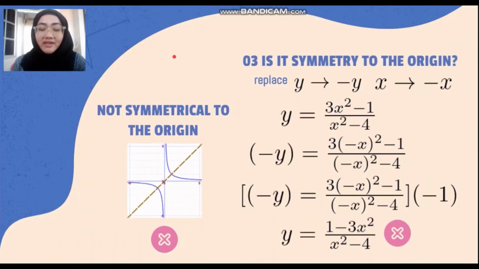The last symmetry test that we will do is symmetry to the origin. This time we replace every y with negative y and every x with negative x. At the end, we will not get the same original function, which means that the graph is not symmetrical to the origin. That is all from me.